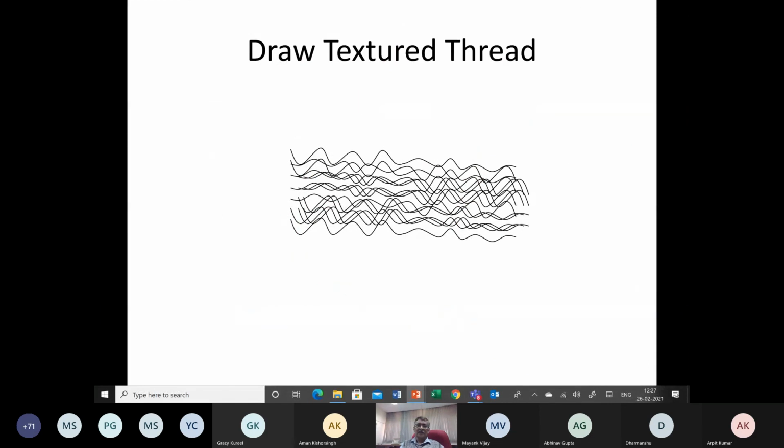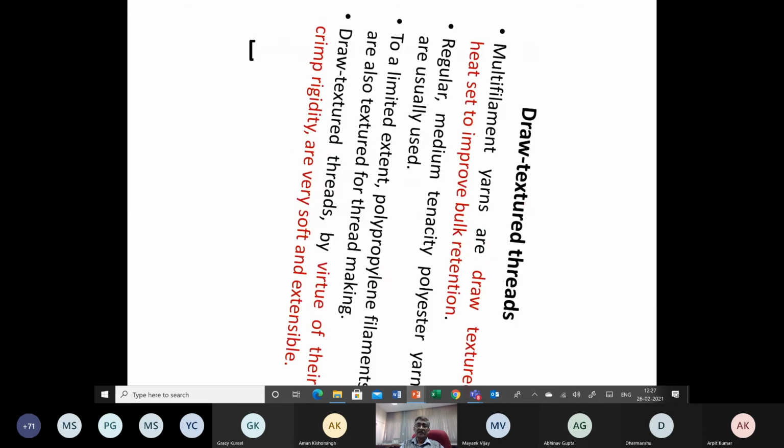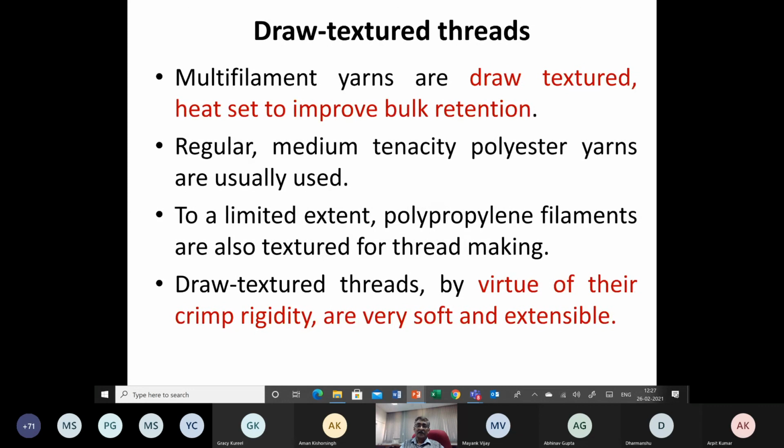So when you apply load, what happens? The yarn extends. When the yarn extends, it means the draw textured thread also has more extensibility. So this may not be desirable in industrial applications. It may be desirable for apparel, knitted apparels, where you need high extensibility. Whereas in industrial fabrics, this kind of high extensibility is not needed. In fact, it is detrimental to the fabrics.